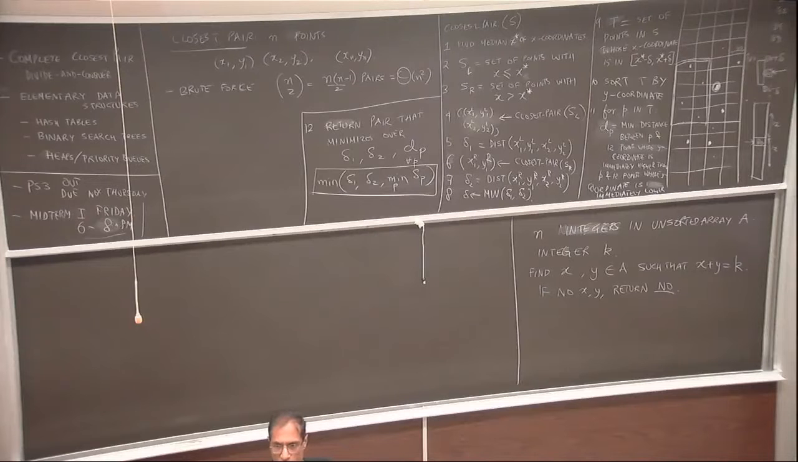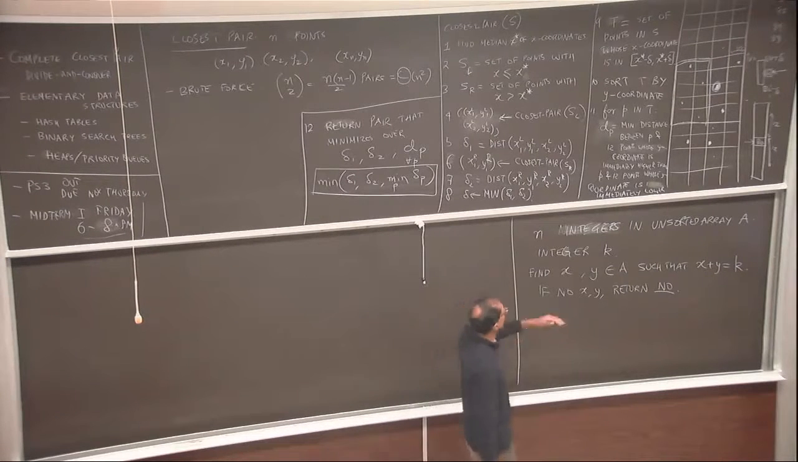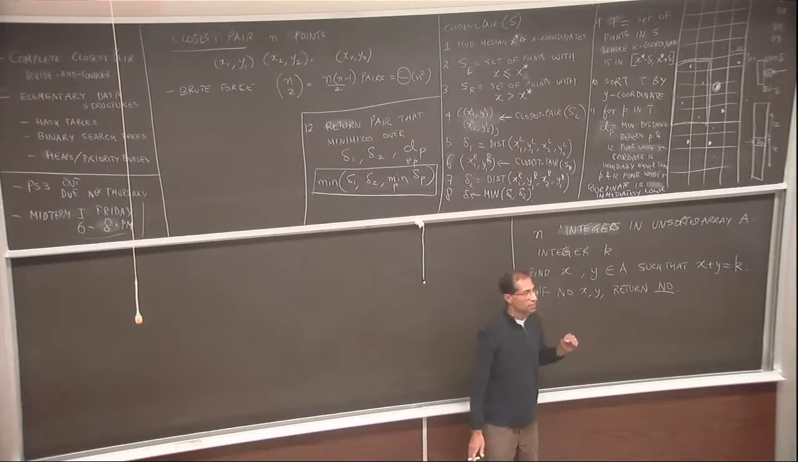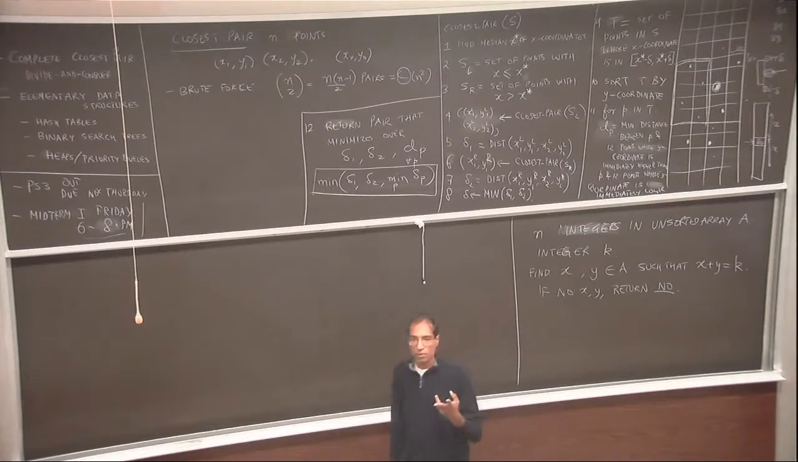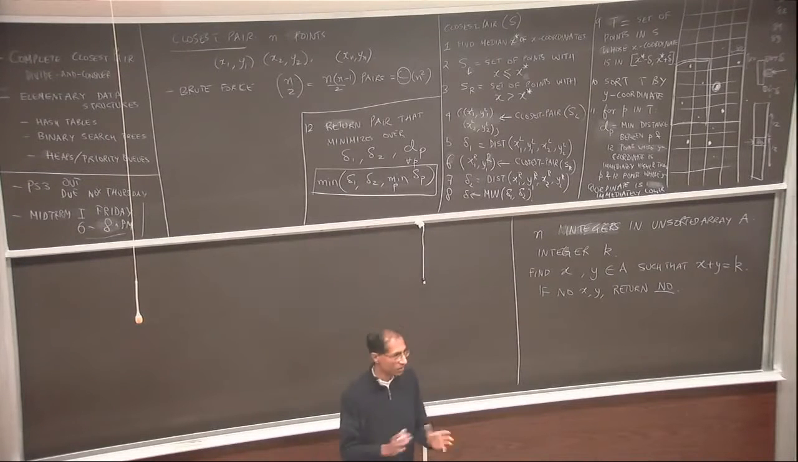Is the problem clear? You have n integers given in an array, so that's the input. You're also given one number k, and you're asked, are there two numbers in this list which add up to k? If you find no such numbers, you should say no. You have 5 minutes to work on it. You can talk to your neighbors.